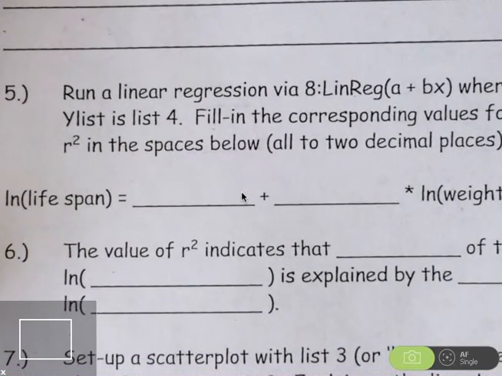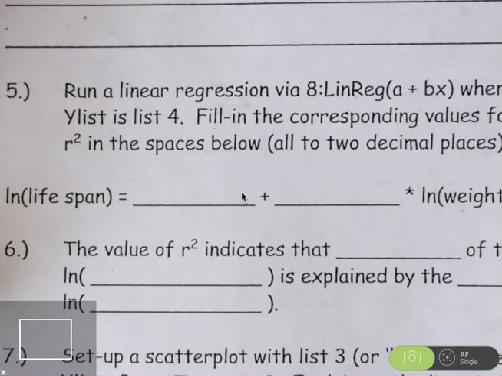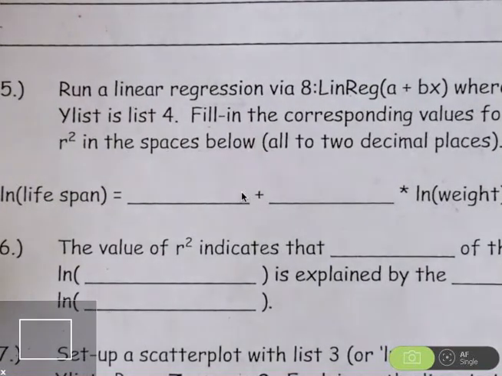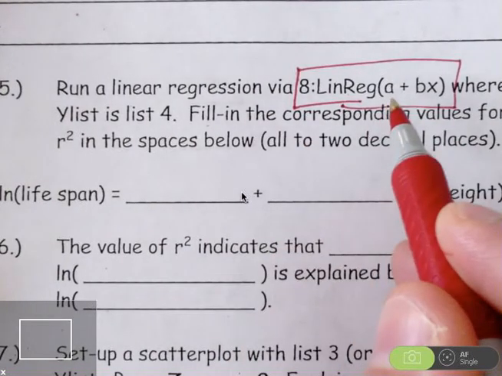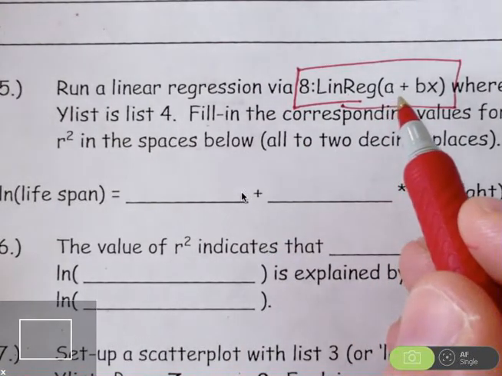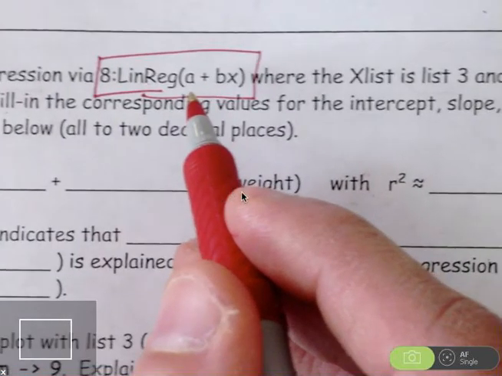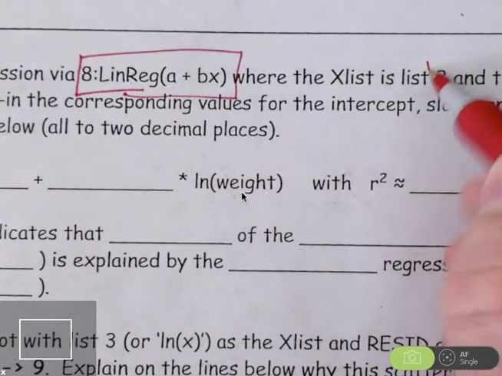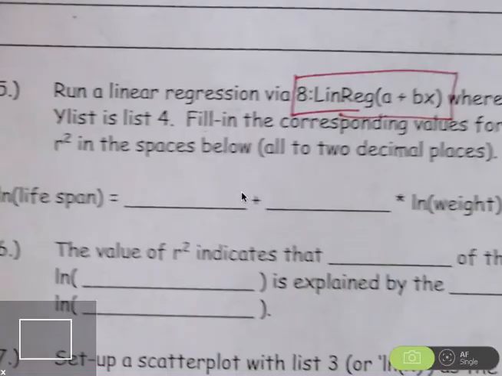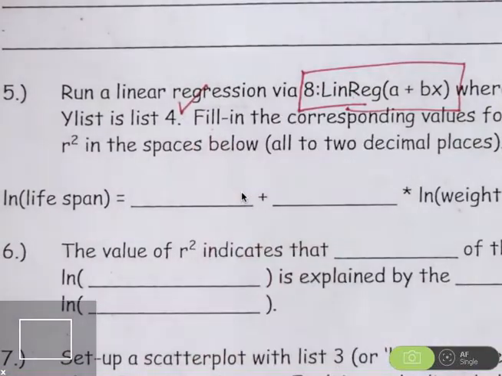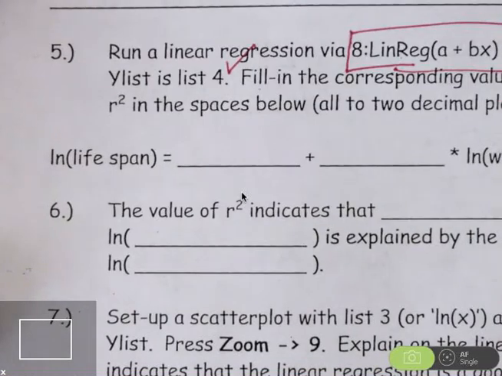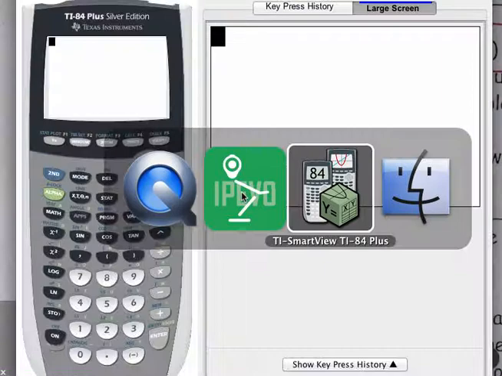We need to run the linear regression because the natural log of x and the natural log of y gave us a straight line relationship. So we're going to go ahead and use option 8 to run a linear regression just as we would have in the previous unit. So again, remember the explanatory variable that we want to use is the natural log of x, that's in list 3. The response variable we want to use is the natural log of y, that's already in list 4, and then we'll be able to fill in our model. So let's go to the calculator and take a look.